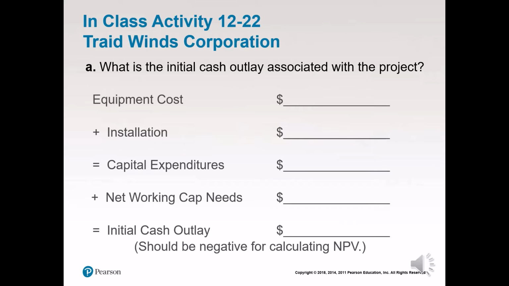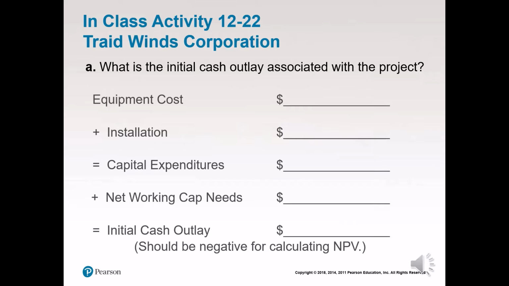Today's class is really a review of what we've learned in Chapter 12. It culminates in the in-class activity Tradewinds Corporation, which covers a project that is a little more involved than the ones we've worked on before.